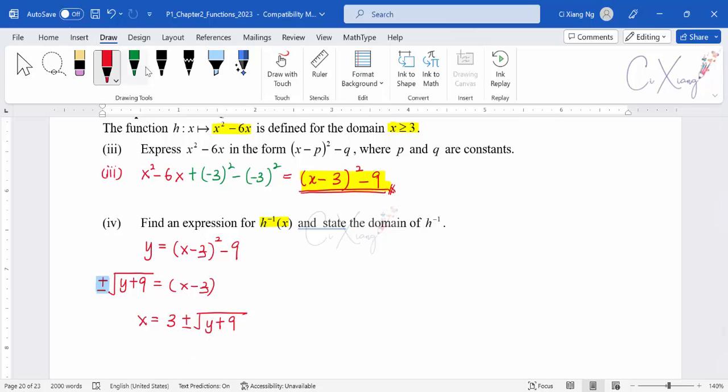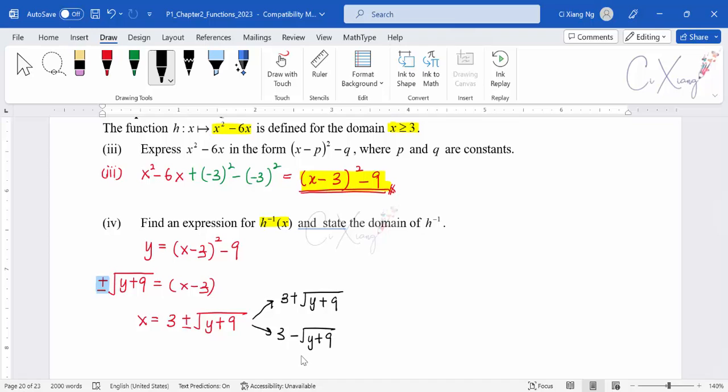But now we have a problem. For this answer, we have two answers here. The first answer is 3 plus the square root of y plus 9, and the second is 3 minus the square root of y plus 9. But in our solution, we must have only one answer. We cannot include both plus and minus in our solution. Therefore, between these two, I have to choose the correct one. So how can I choose the correct solution?